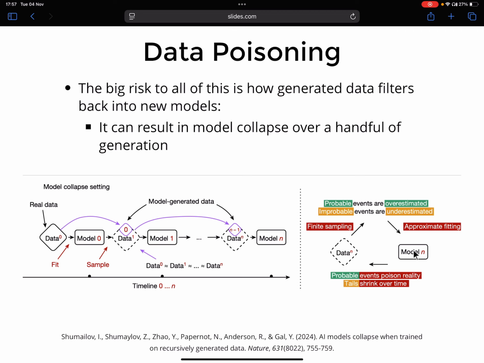And then that gets filtered into the model, which now sees those events that were originally probable as being even more probable. And we know we've identified the societal risks of this from a propagation of misinformation perspective, or propagating the hegemonic viewpoint along. However, it actually turns out that this is a computationally risky thing that is actually going to get in the way of how we scale neural networks going forward, because probable events end up poisoning reality, and so the tails of your distribution shrink over time.